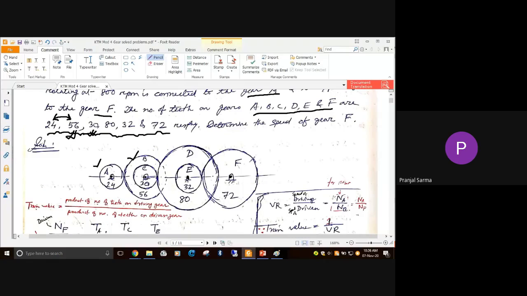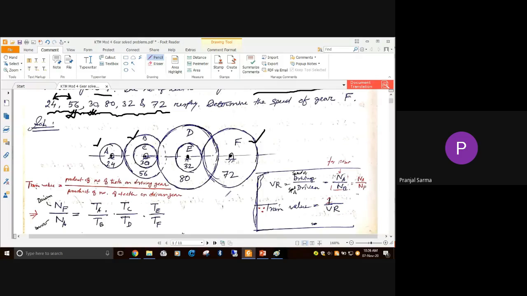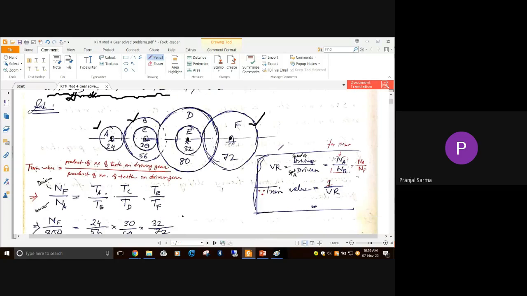Okay, so I believe the figure is clear, and on the figure, for our understanding, we are just writing the teeth. Their names, that means A, B, C, D, E, and F, have teeth 24, 56, 30, 80, 32, and 72. Okay, so that's the thing. Understood up to this much? Easy only. So next, you'll be writing down.